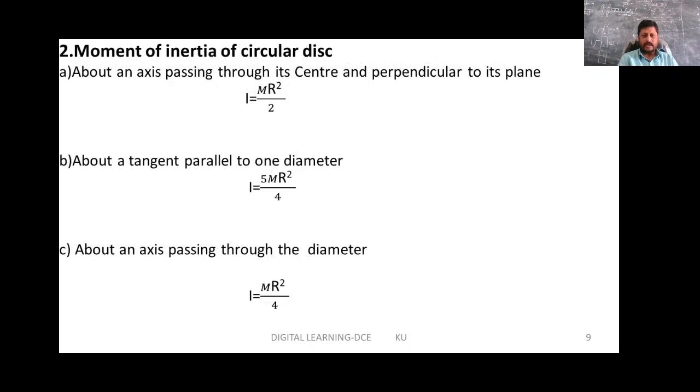Now the moment of inertia of a circular disc is given by I equals mr square over 2. About a tangent parallel to one diameter, it is I equals 5mr square over 4, and about an axis passing through the diameter, I equals mr square over 4.